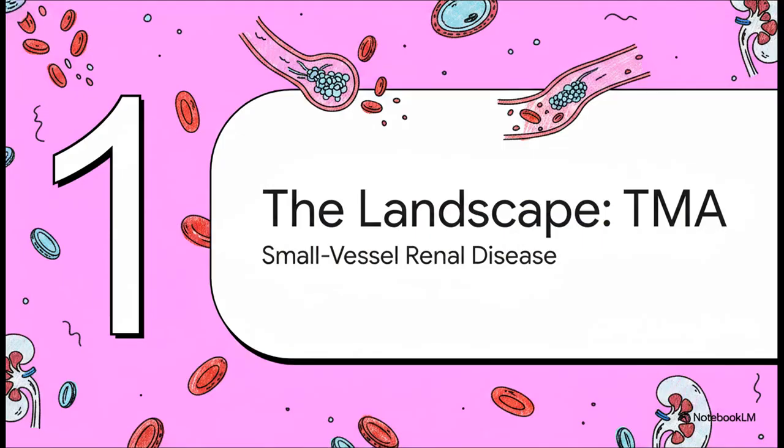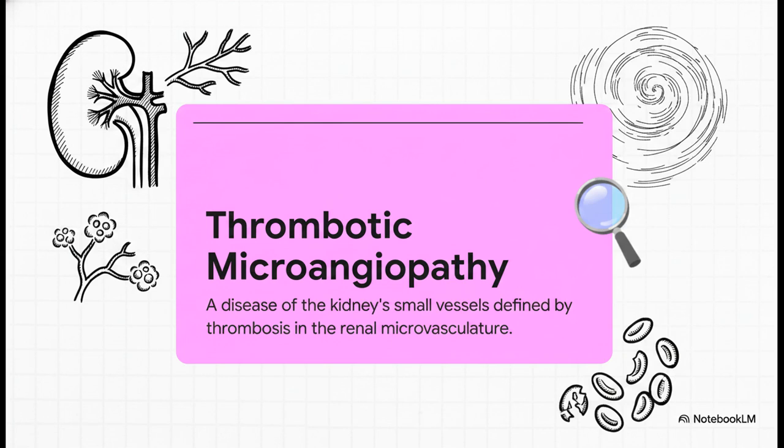So first, we absolutely have to define our core subject. What exactly is thrombotic microangiopathy, or TMA? Fundamentally, TMA is a disease process of the small vessels of the kidney, the capillaries and arterioles. What happens is you get thrombosis or clotting right in that microvasculature. Clinically, this can actually present in a way that looks very similar to a hypertensive crisis.